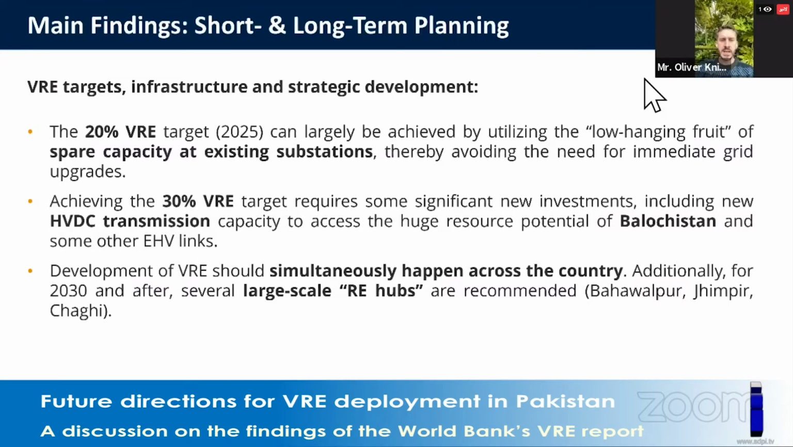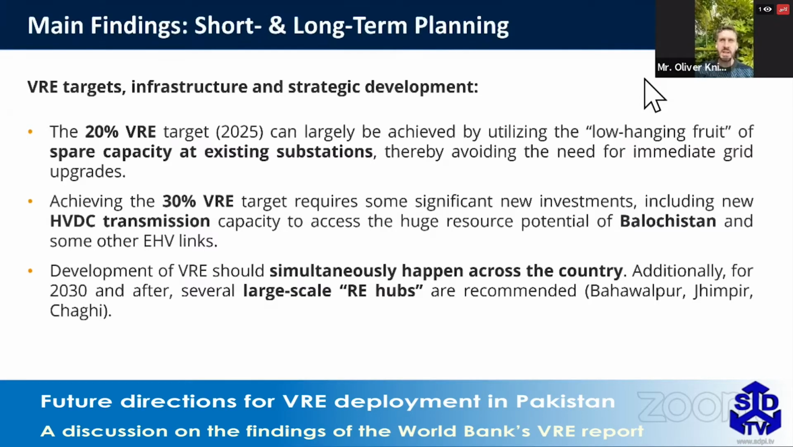So this is the last slide here, but the main findings. The 20% target, which is quite a lot of capacity, can be largely achieved by the low-hanging fruit, essentially by putting spare capacity at existing substations, and a lot of that is solar. And so there's not actually an immediate need for grid upgrades. Now, of course, if demand growth is slower, that finding could hold maybe even up to a lot of 2030 as well. But essentially, there's a lot of infilling of generation that can be done.